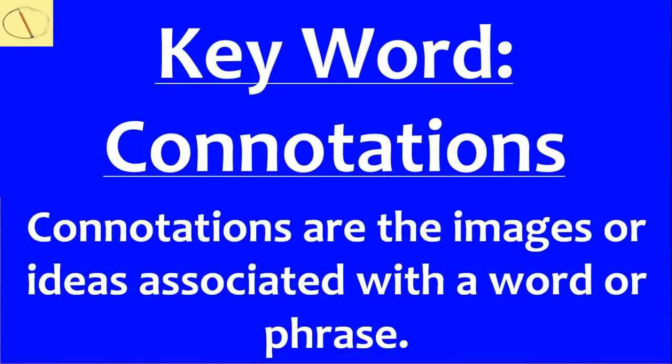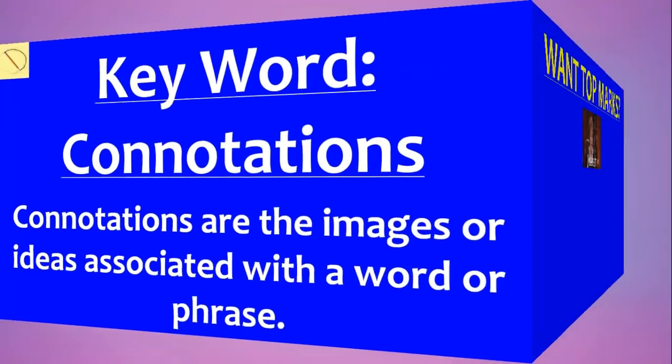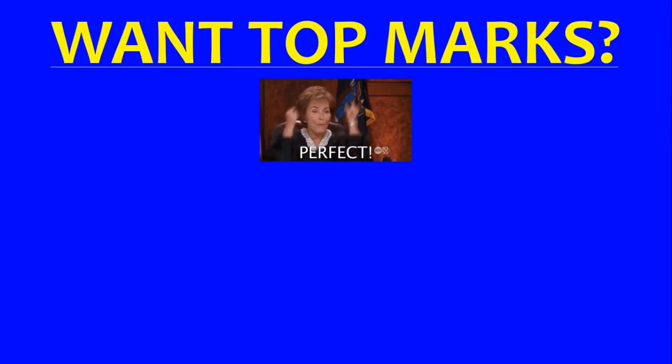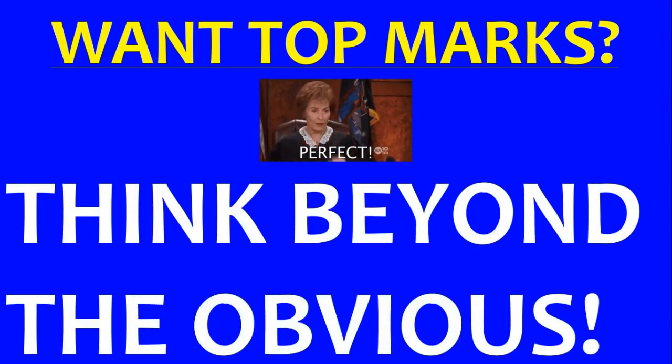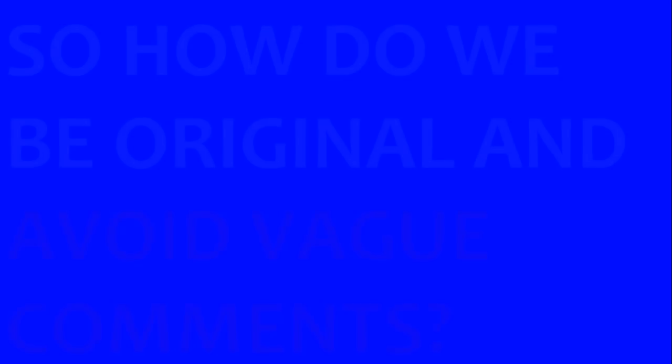Connotations are the images or ideas associated with a word or phrase. So if you pick a word from the text, you've got to explain why it's been used and what the connotations are. If you want top marks, you've got to think beyond the obvious connotations.